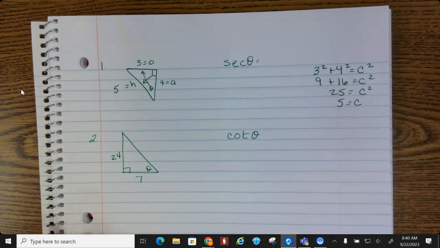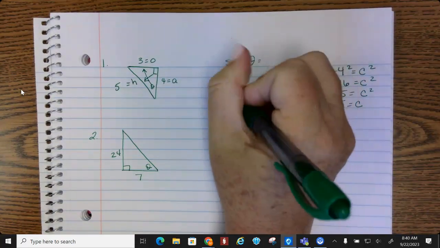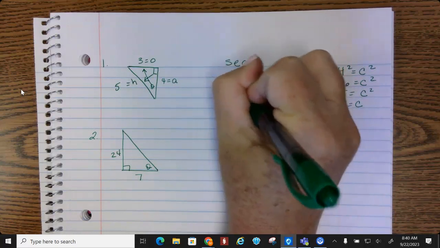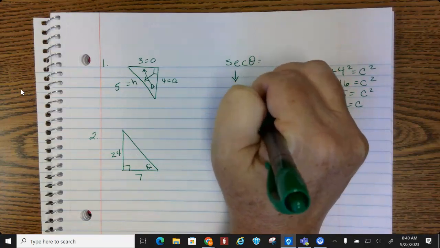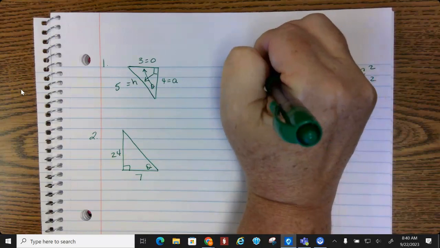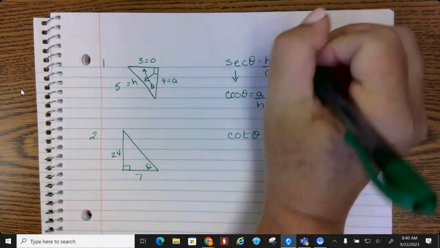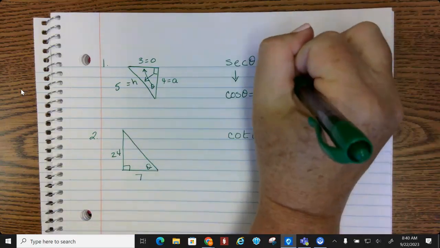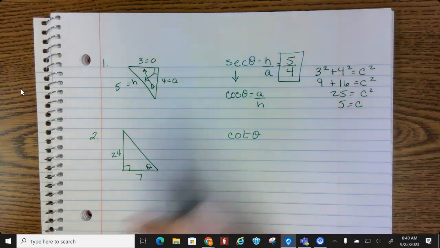Remember, the reciprocal of secant is cosine. So if cosine is adjacent over hypotenuse, then secant is going to be hypotenuse over adjacent. And my hypotenuse value is 5, and my adjacent value is 4. And that is your answer. Okay?